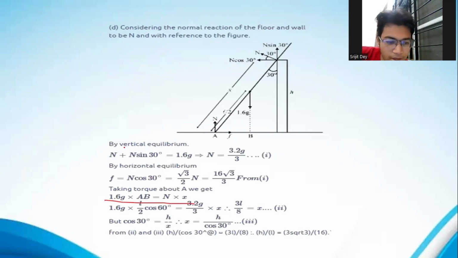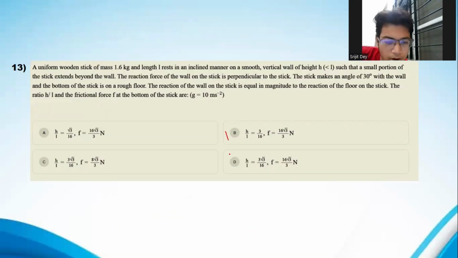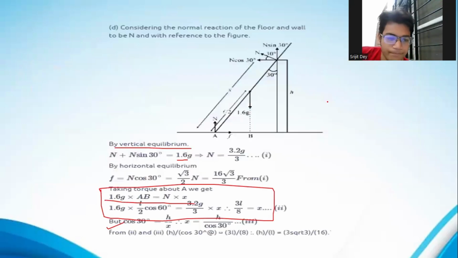If you see, your vertical equilibrium, the net force in equilibrium should be static, which is at 1.6 G as given in the data. And now on balancing of torque on both sides, you will get your L and your required H. So this is your answer. So D is your answer. Okay, not this. Sorry, I messed up with the solutions. So this is your answer. This is the value of your friction, and this is the value of your H by L.